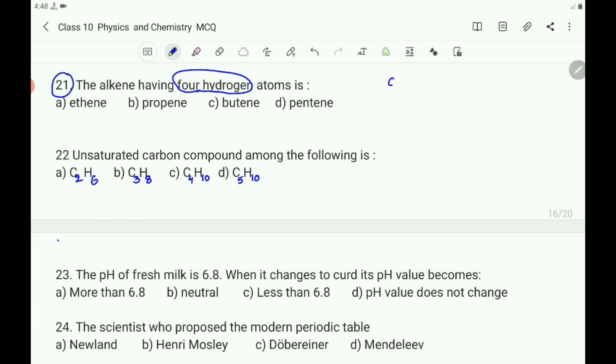Eth is C2, prop is C3, but is C4, pent is C5. But the alkene having 4 hydrogen atoms, that is C2H4, that is ethene. So ethene is having 4 hydrogen atoms, that is, option A is the answer. Ethene is having 4 hydrogen atoms.